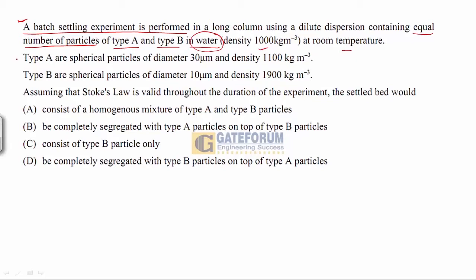Some information about the type A particles is given to us: those were spherical, and the diameter and density of that particle are given. Similar information is given for type B particles. Now this assumption is given to us, that assuming that Stokes law is valid throughout the duration of the experiment, then the settled bed would... Now we are to comment on the nature of the mixture formed between the two types of particles. Okay, so how to proceed?